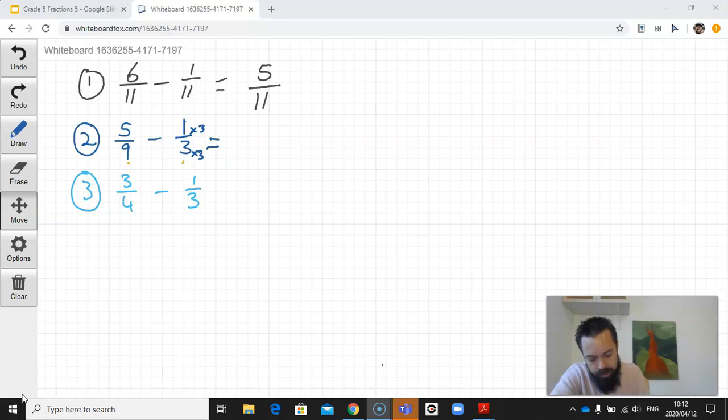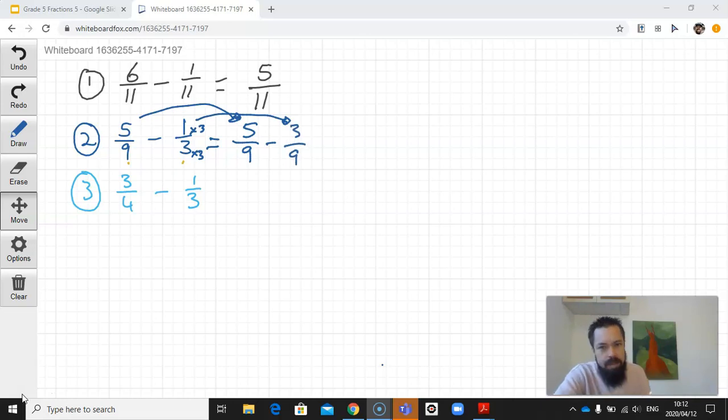First one, I'm just going to rewrite. That's 5 over 9. I haven't changed it. Second one, I'm changing. 1 times 3 is 3. 3 times 3 is 9. Just writing it as an equivalent fraction. I say changing, but it's just a different way of writing the same thing. That's why we have equivalent fractions. Now that my denominators are the same, I can do my subtraction. 5 minus 3 is 2. Here we go. I hope you managed with that one. Let's try the next one.